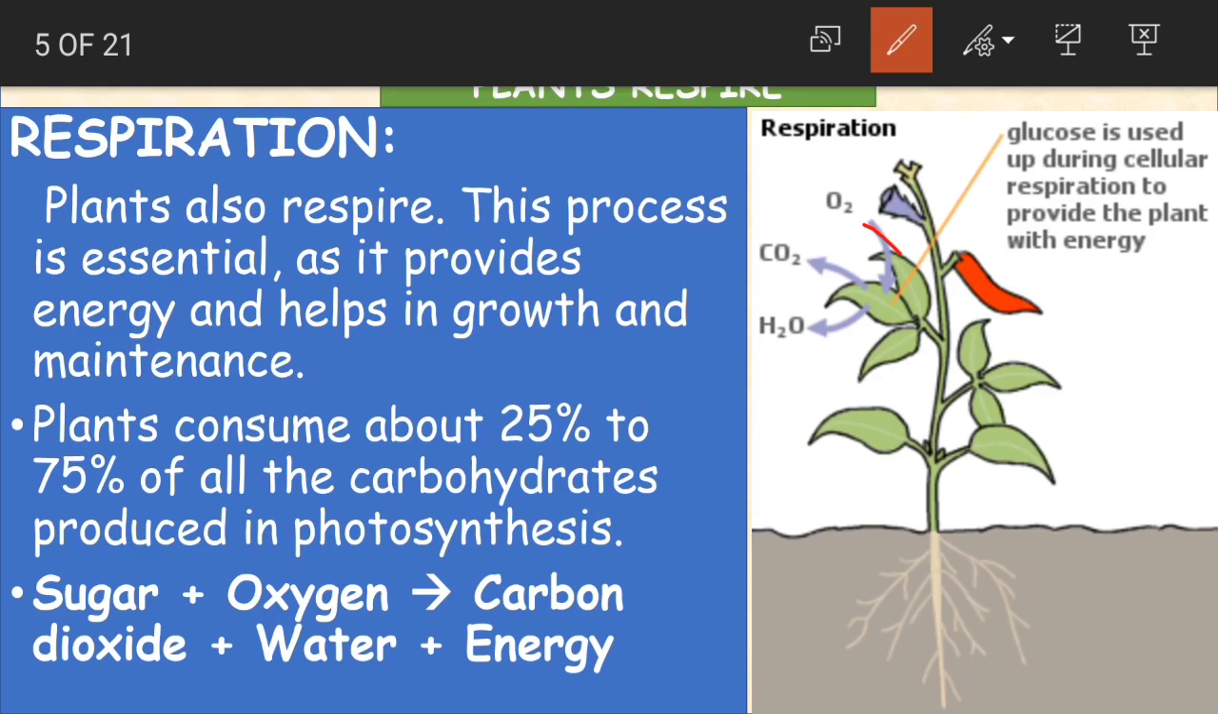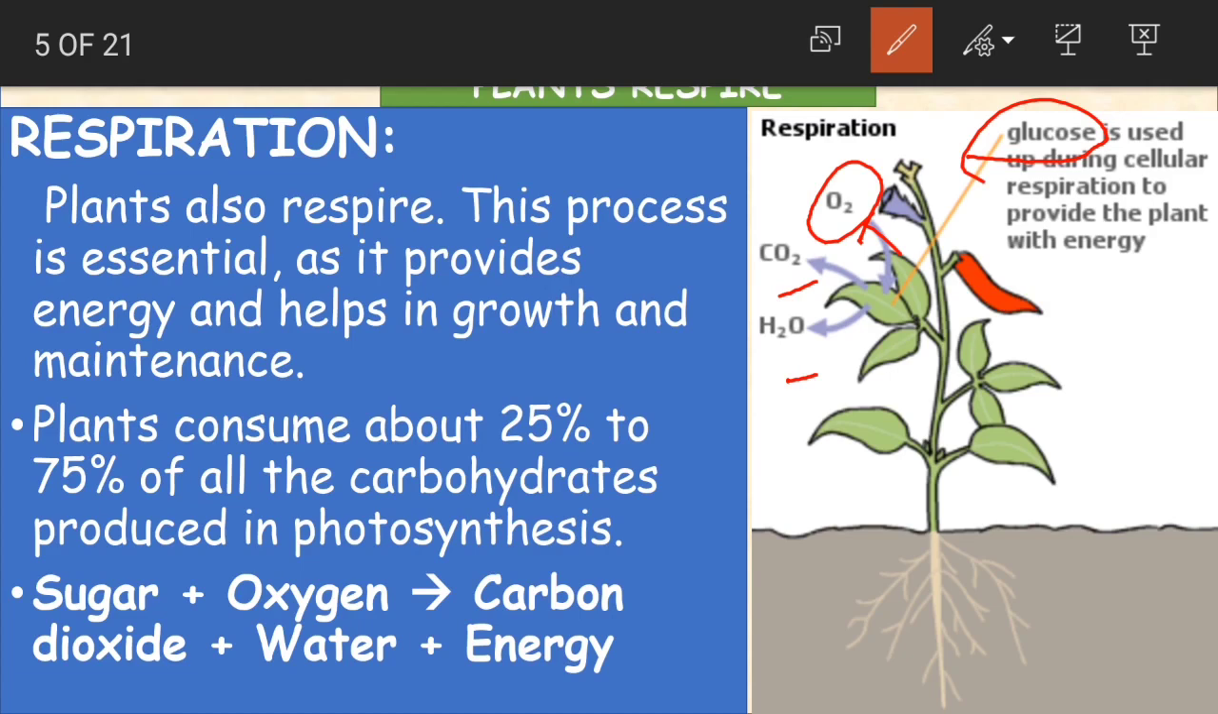What is it? Oxygen, CO2, carbon dioxide, and H2O is water. Because of this water, carbon dioxide and sunlight, what are we getting? Photosynthesis is happening, and because of this photosynthesis, O2, that is oxygen, and glucose are released. Okay, children, this glucose is released.